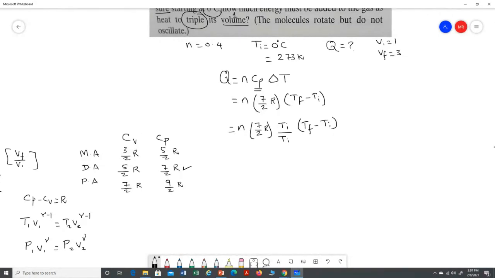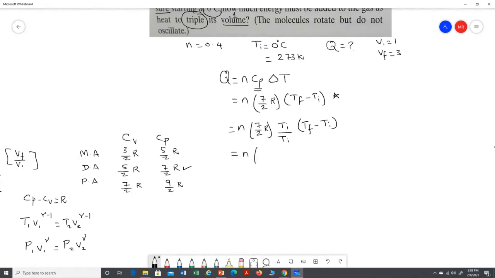Clear? So if you multiply and divide by Ti, your equation will not alter. It's exactly the same. Now what I am going to do is take this denominator and multiply it inside this bracket. If you multiply, what will you get?